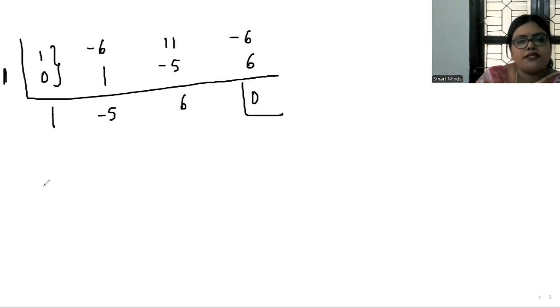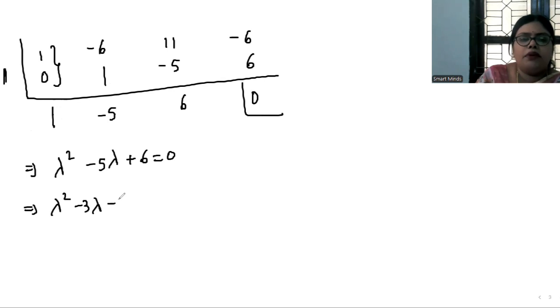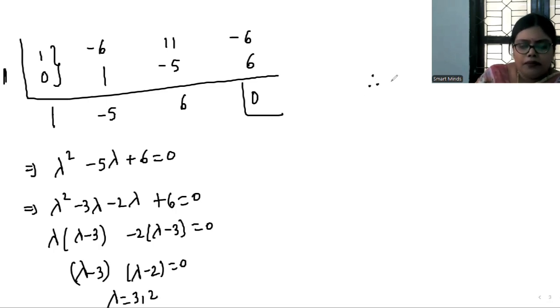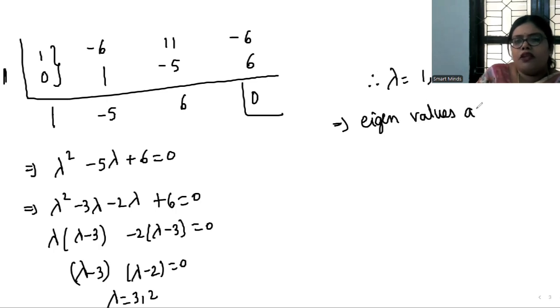Now this, how can I express as a quadratic equation? 1 into lambda square minus 5 lambda plus 6 is 0. Now you factorize this. Lambda square minus 3 lambda minus 2 lambda plus 6 is 0. Lambda common, lambda minus 3, minus 2 common, lambda minus 3. So lambda minus 3 into lambda minus 2 is equal to 0. So lambda is equal to 3, 2. Therefore, lambda is equal to 1, 2 and 3, which implies eigenvalues are 1, 2 and 3. So this is the way of finding eigenvalues. Got it?